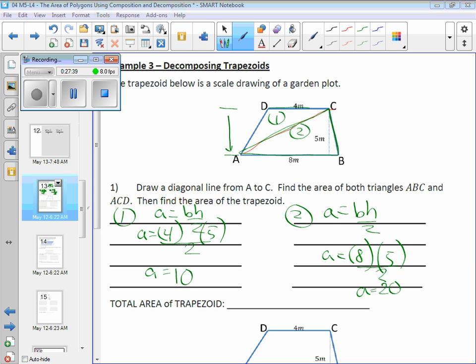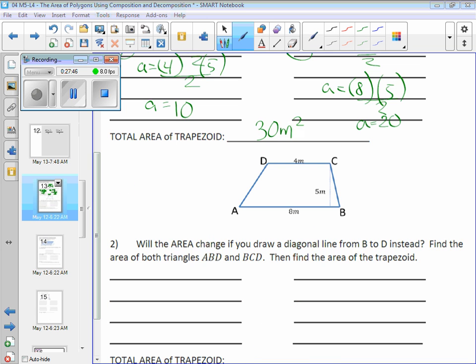We're going to cheat with this other one. What if I put the diagonal from here to here? Does it change the area? No. Let's just do it mentally. I'm not going to have you write all the formulas out. But look, what's my base? 4. What's my height? What's the area of my triangle? 10. Do it quickly in your head.